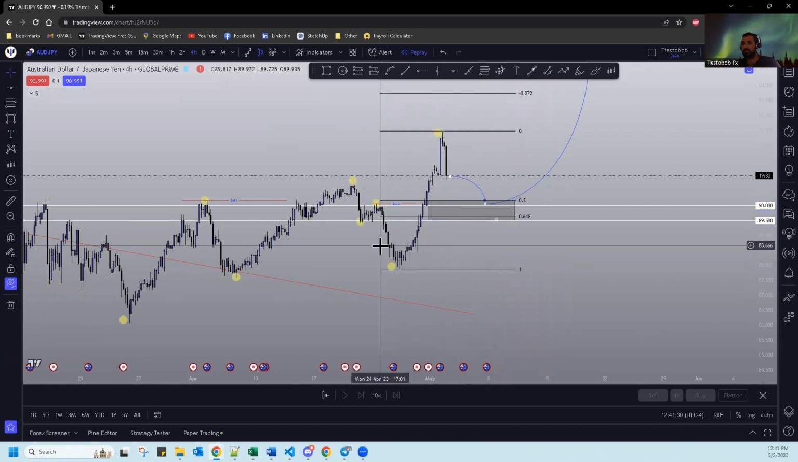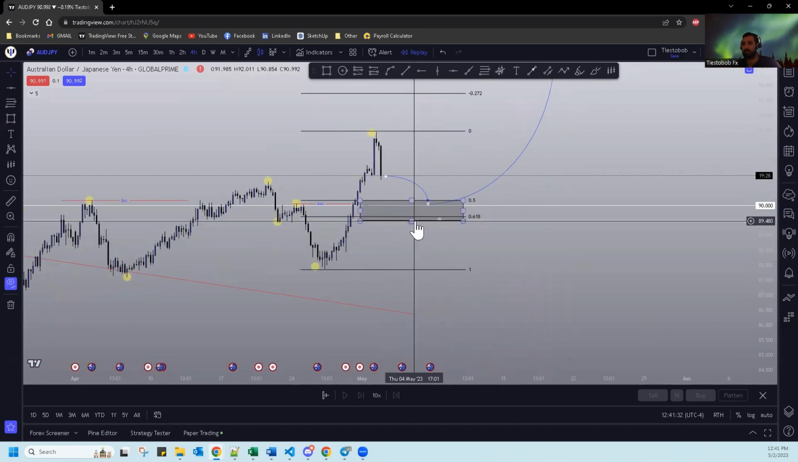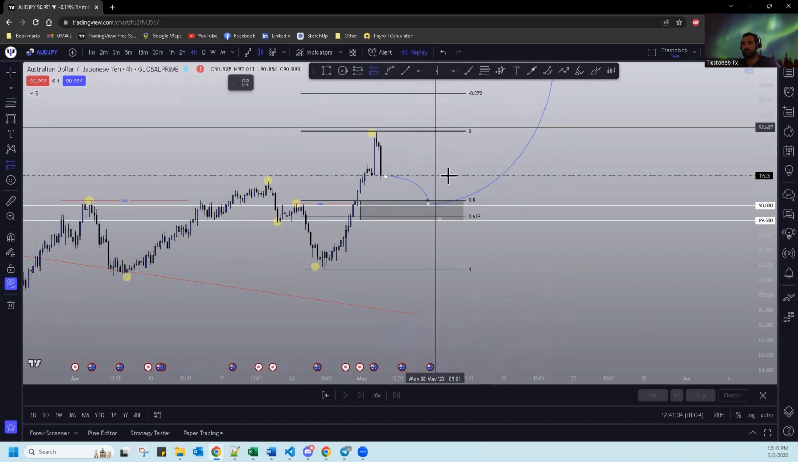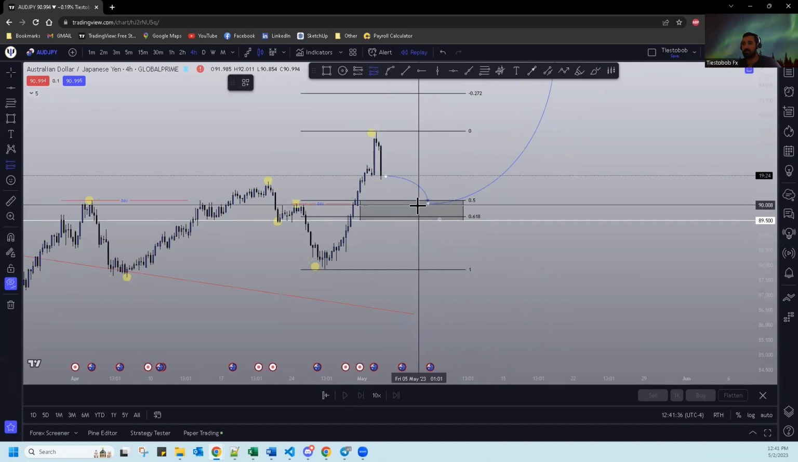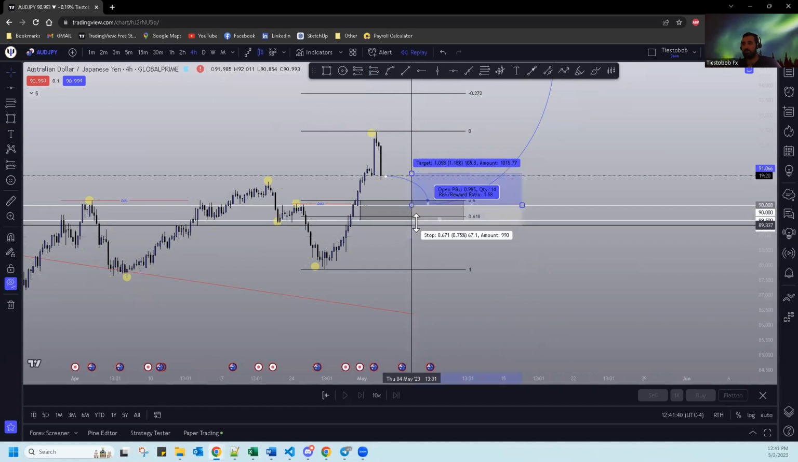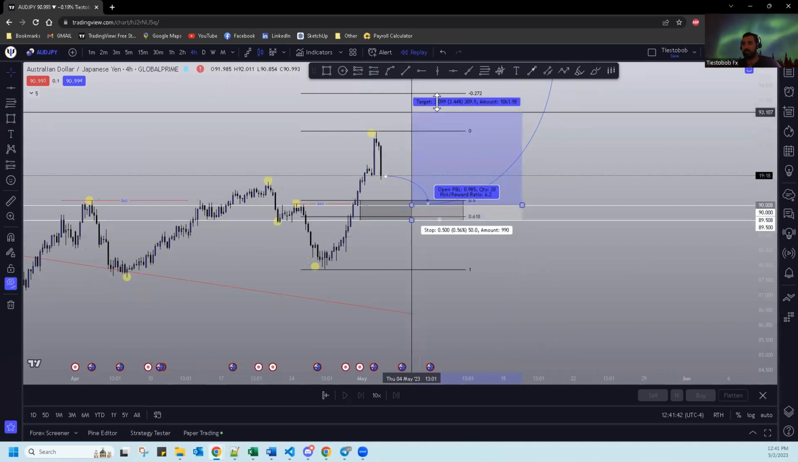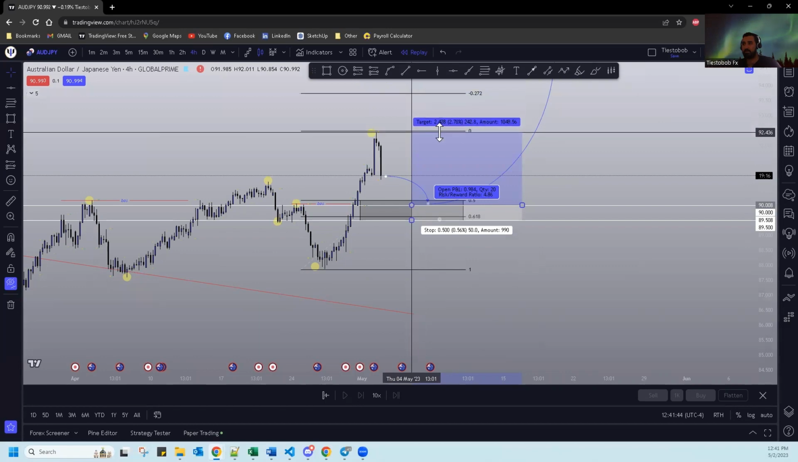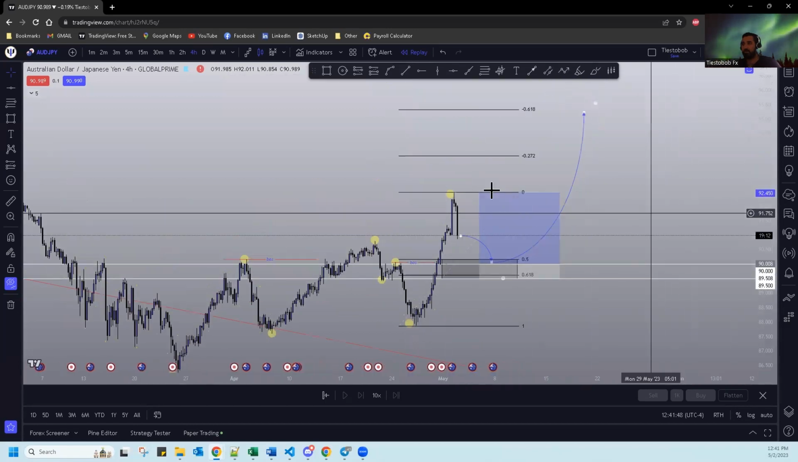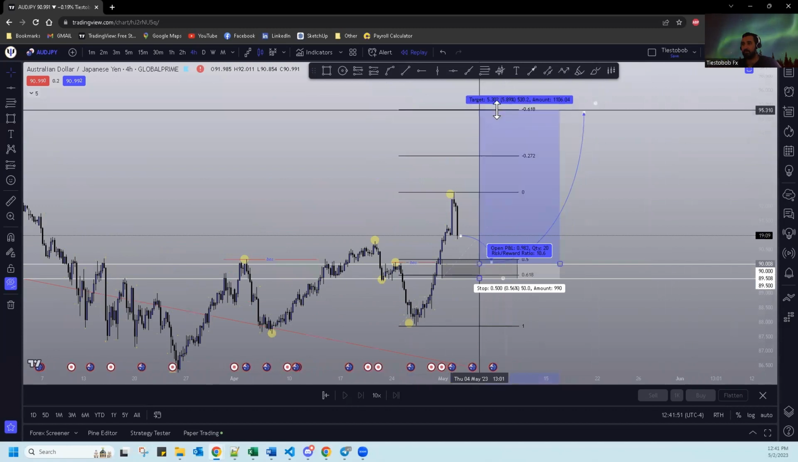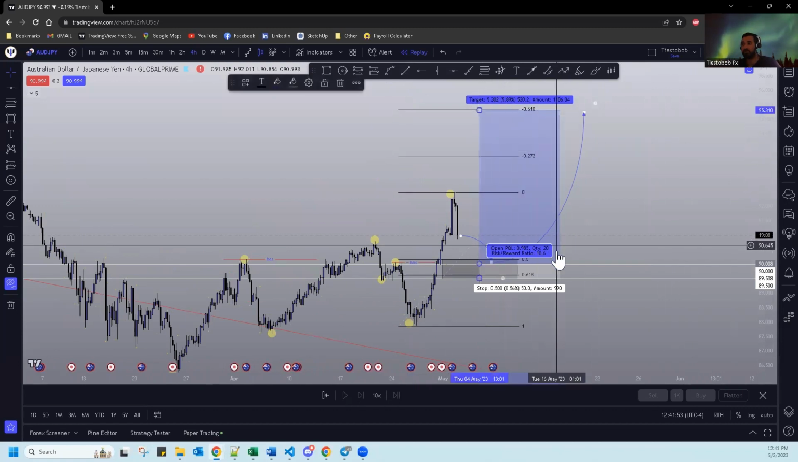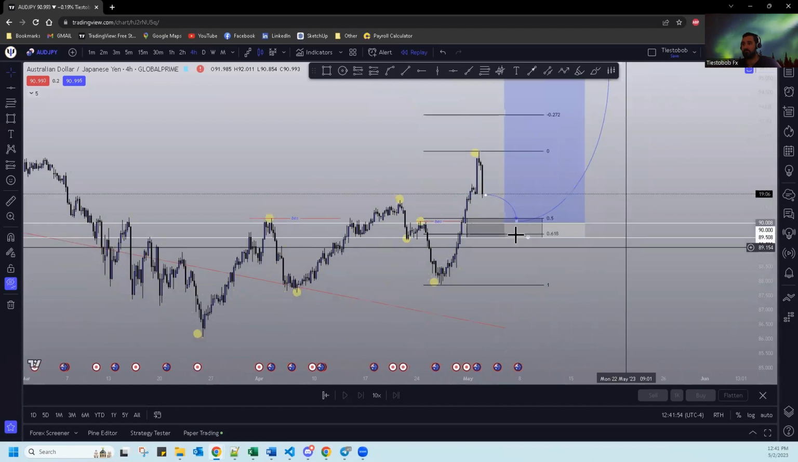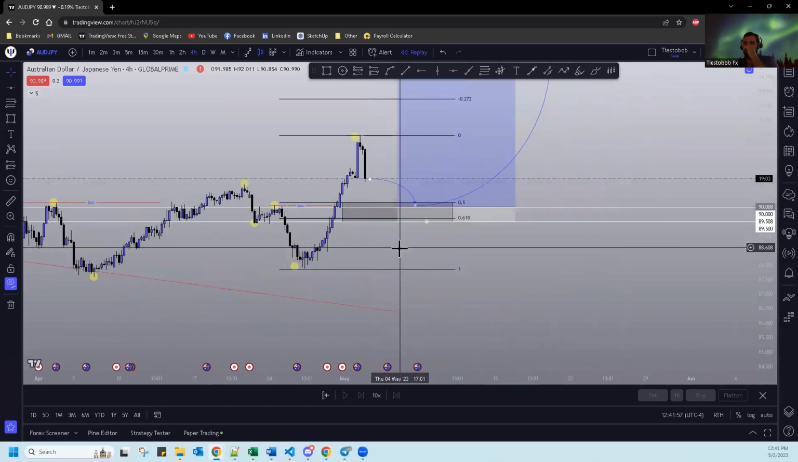I'm looking for a clear rejection in this area right here. Okay, so if I place my entry over here and my targets, well, my first target over here, 1 to 5 trade. And then you're looking ultimately for a 1 to 10 trade, essentially. Just a couple of things to note.